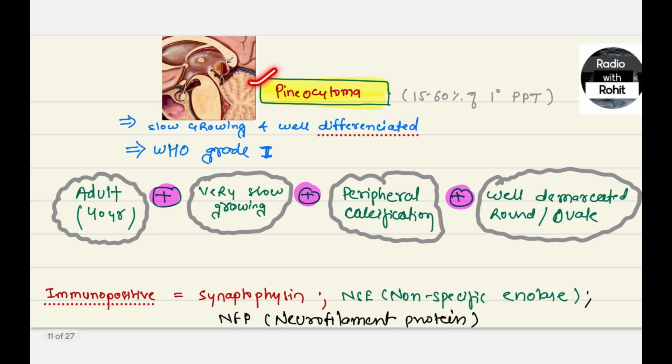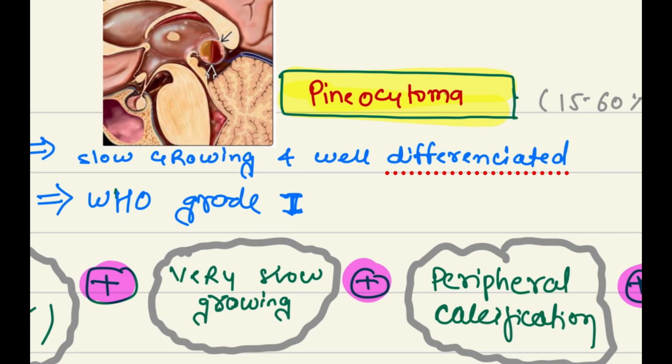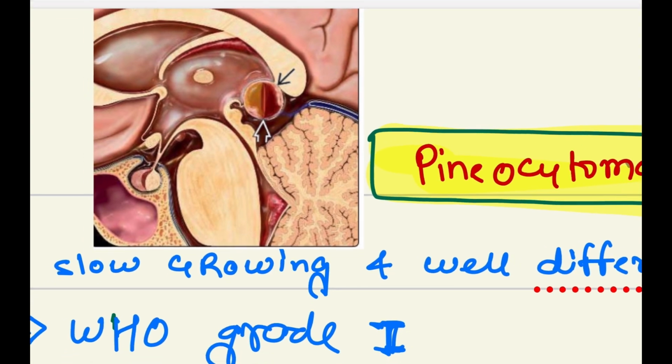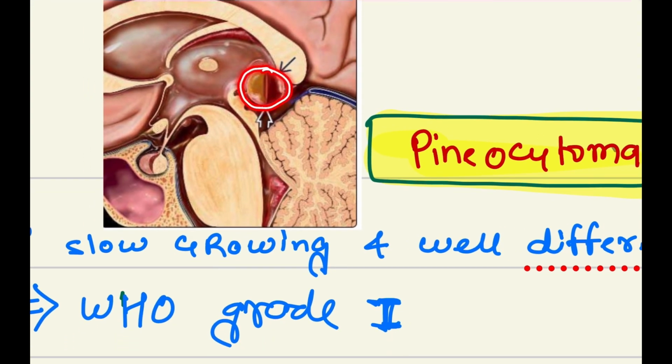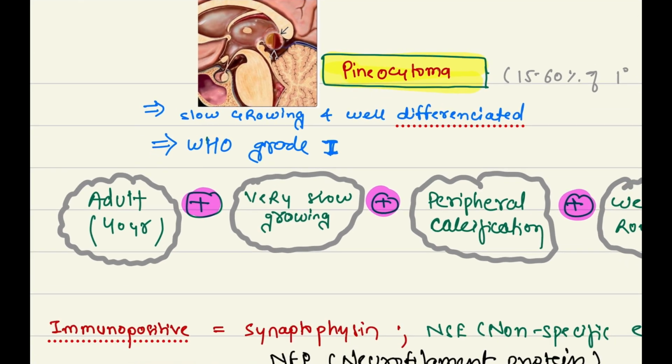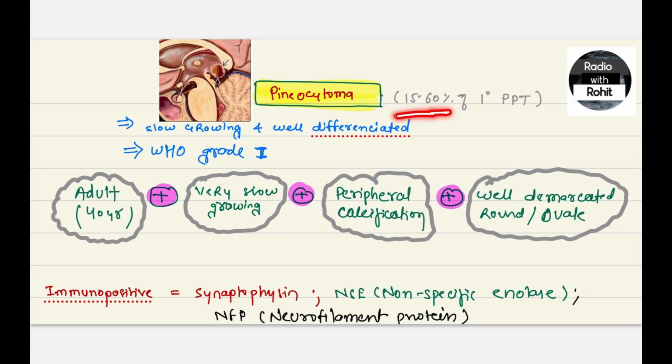So first of all, we will discuss the pineocytoma. This beautiful, well-defined mass of 1 to 3 centimeters in size is called pineocytoma, which constitutes 15 to 60% of the primary pineal parenchymal tumors. It is a very slow growing and well differentiated tumor of WHO grade 1. So if an adult of approximately 40 years comes with a very slow growing mass in the pineal, showing peripheral calcification with a well demarcated round to oval margin, we will diagnose it as a pineocytoma.